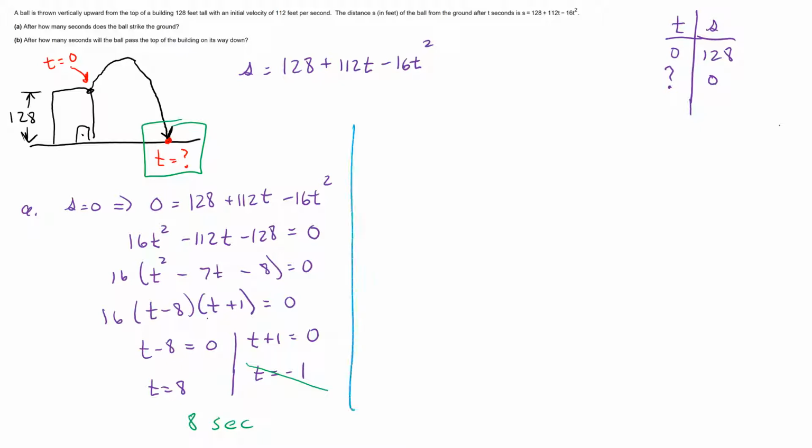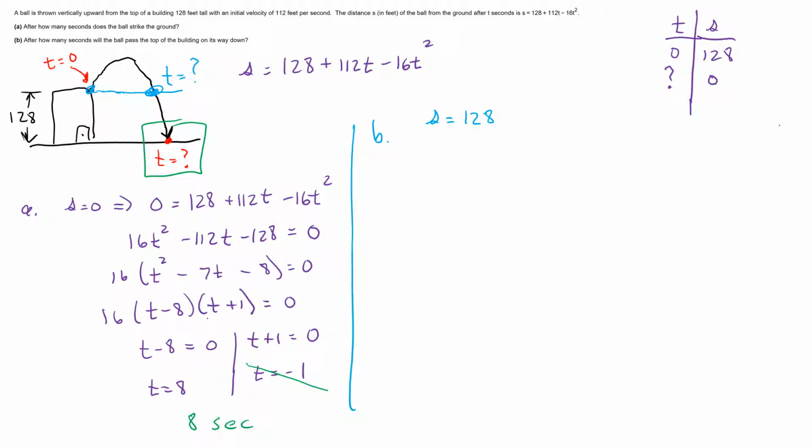And now I'm going to look at part B. Part B actually won't take as long. How many seconds until the ball passes the top of the building? Well, if we look at the picture here, here's the top of the building. If I draw a line, this right here is what they want me to figure out. At what t value will the ball pass the top of the building on its way back down? Well, when the ball passes the top of the building, that means it's going to be 128. So asking me when the ball will pass the top of the building on its way back down is the same thing as asking me when it will be 128 feet high.